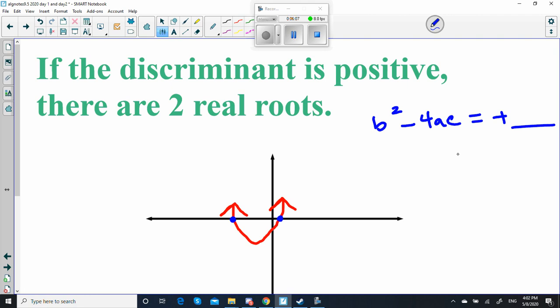Now, the discriminant doesn't tell you what the roots are, only how many answers you're going to have. That's all it tells you. It doesn't tell you what they are, just how many there are. Okay, here we go.